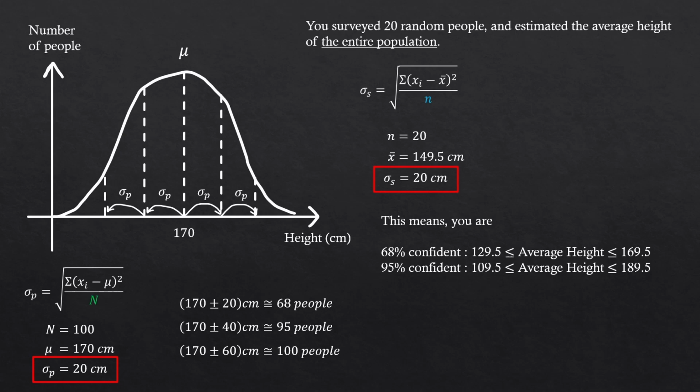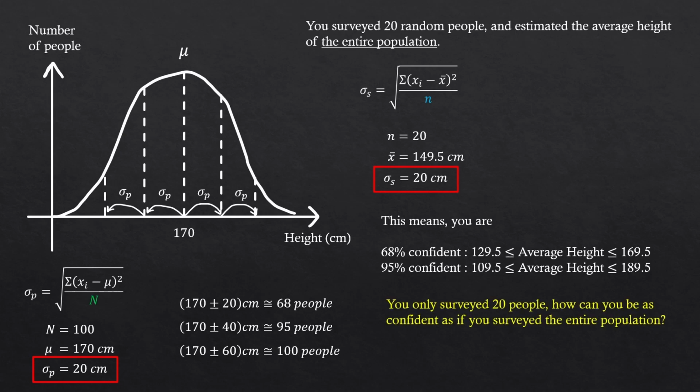But wait, you only surveyed 20 people. And how can you be as confident as if you surveyed the entire population? I mean, how can you be as sure as surveying 100 people if you haven't surveyed 80 people yet? This is the situation that you want to avoid. You might be overconfident without noticing that you're making a wrong conclusion. Let's be more skeptical. I mean, let's be less sure about our guess.